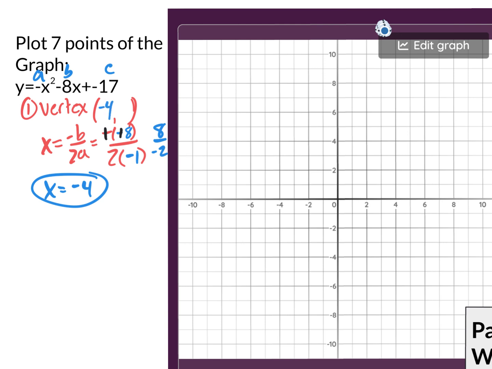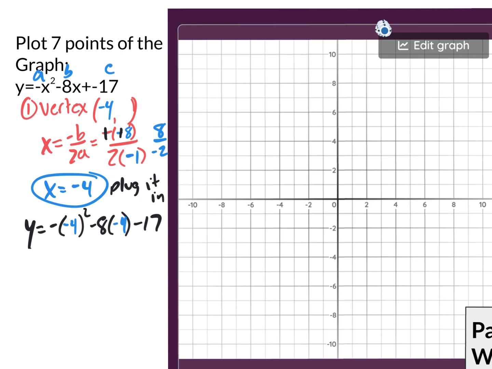Now we still need the y value. Anytime you have the x and you want the y, plug it in. That's how you find the y. So we're going to rewrite the original equation: y equals -x squared minus 8x plus a -17, minus 17. So now let's plug in the x value of -4 into those parentheses, and then we're going to do the math. You could type all of this in exactly the way it is, carefully on a calculator. It'll give you your final answer.